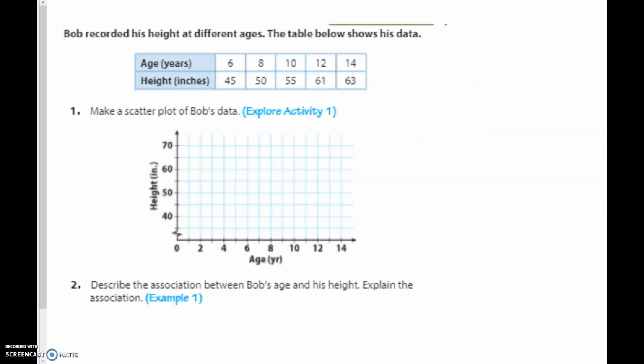All right, so we're going to just do a couple more samples of what you might see in your homework. So Bob recorded his height at different ages, and then we can record that below. So when he was 6, he was 45 inches. When he's 8, he was 50 inches. When he's 10, he's 55. At 12, he was 61. And at 14, he is 63. So kind of makes sense. As you're growing up, you're going to have a positive trend. Okay, and then you hit puberty and you're done growing, and then this no longer applies.